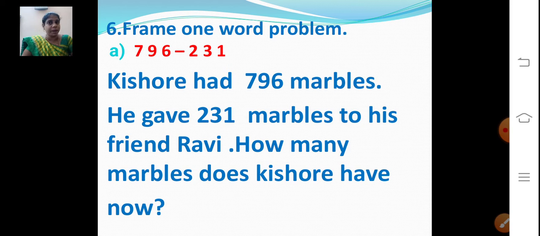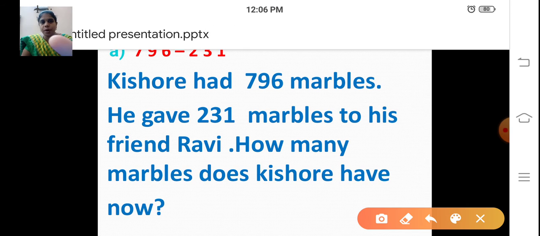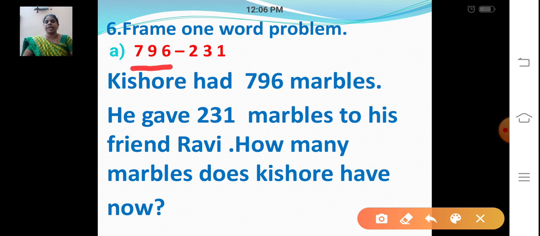796 marbles. How many marbles did he have? So he was having 796 marbles. For this I'm going to write the word problem. I'm taking the name Kishore. Kishore was having how many marbles at first? 796 marbles. He gave, so he is giving something. He gave 231 marbles to his friend Ravi.